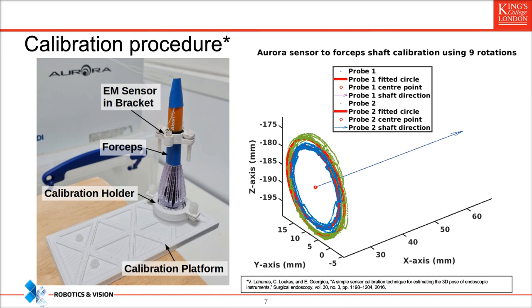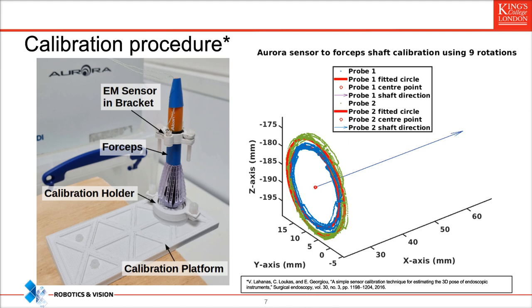The forceps was rolled about a static point using a bespoke setup, making the probe move in a circular path. A circle was then fitted to the data, with the center point being the location of the relative probe point on the forceps shaft. The normal to the circle, in the direction of the point of rotation, represents the forceps direction vector, which would always be constant for all probe measurements.